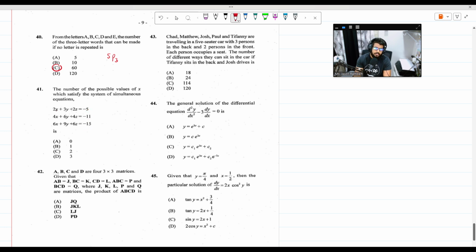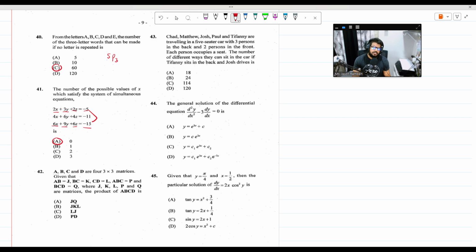Let me see if it happens for all of the coefficients. 3 2s are 6. 3 3s are 9. 3 2s are 6. 5 3s are 15. So we did multiply by 3. So we have a pair of parallel planes. So we have no solutions.